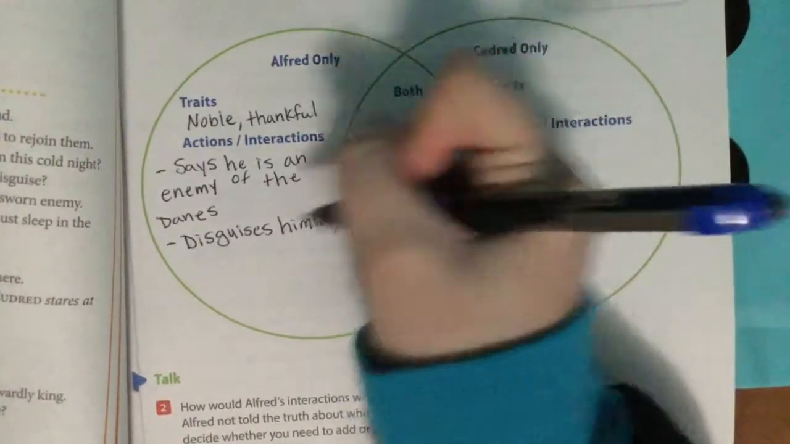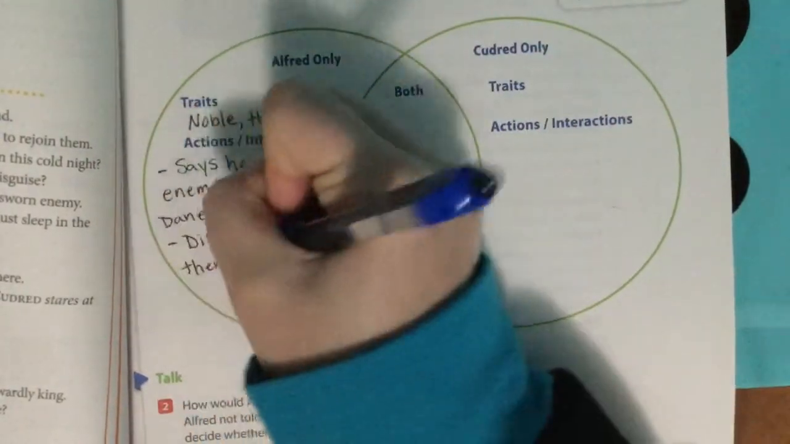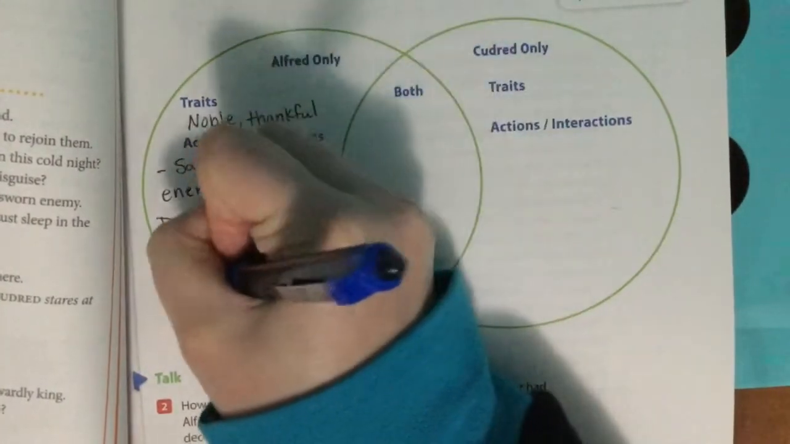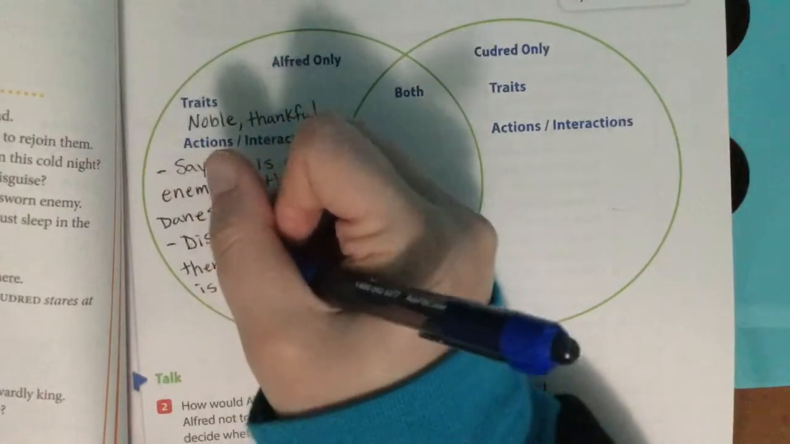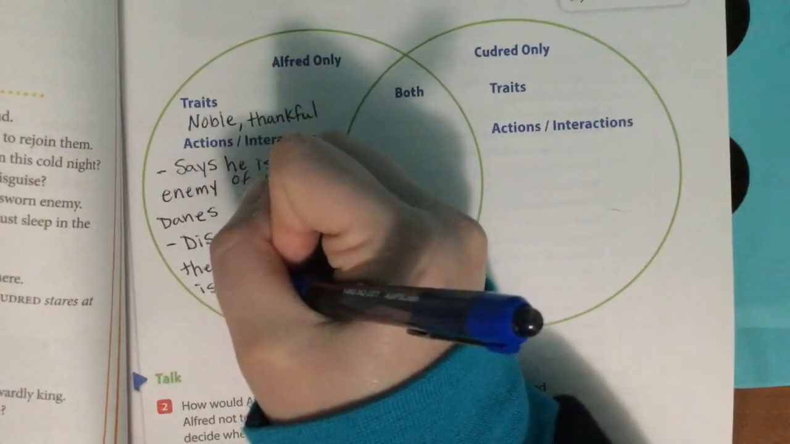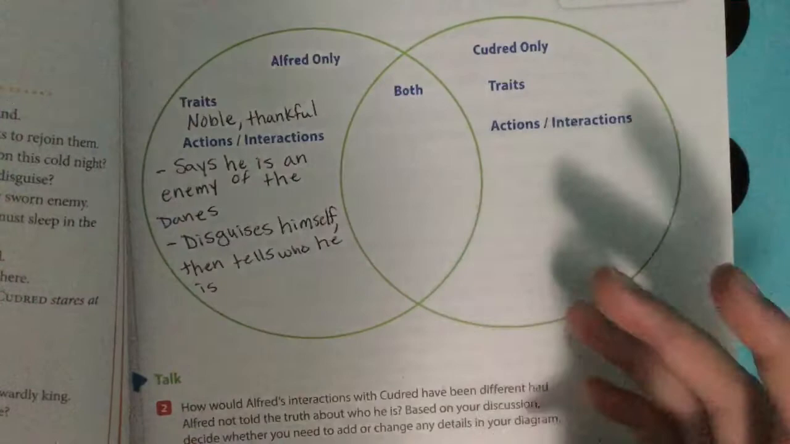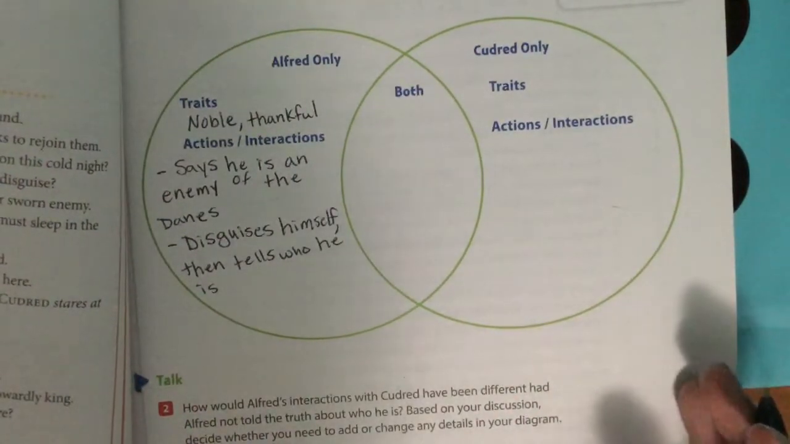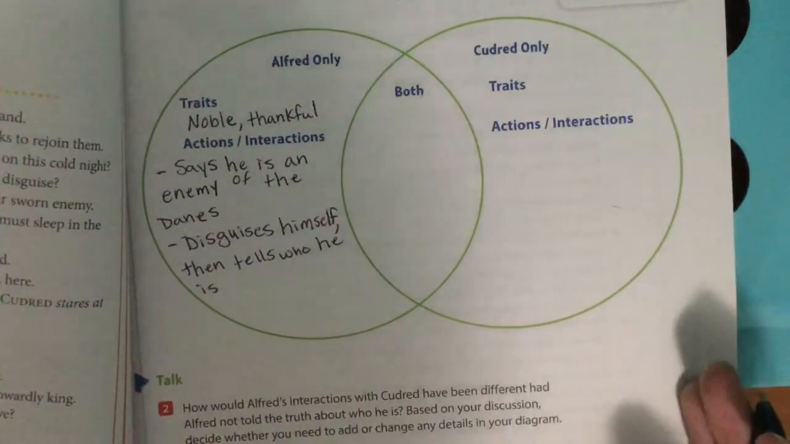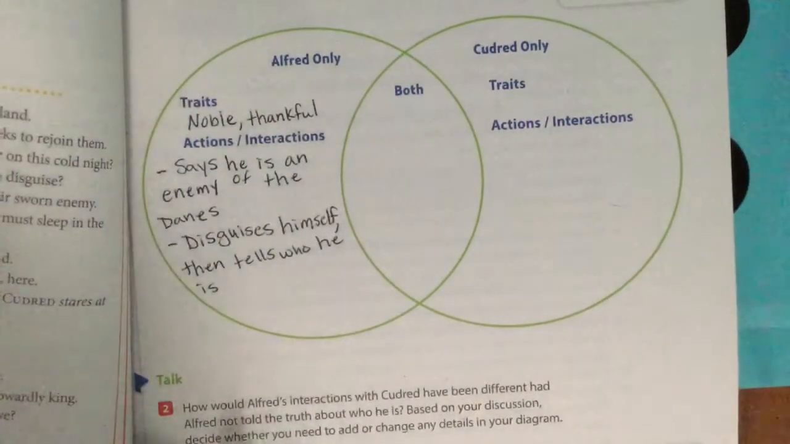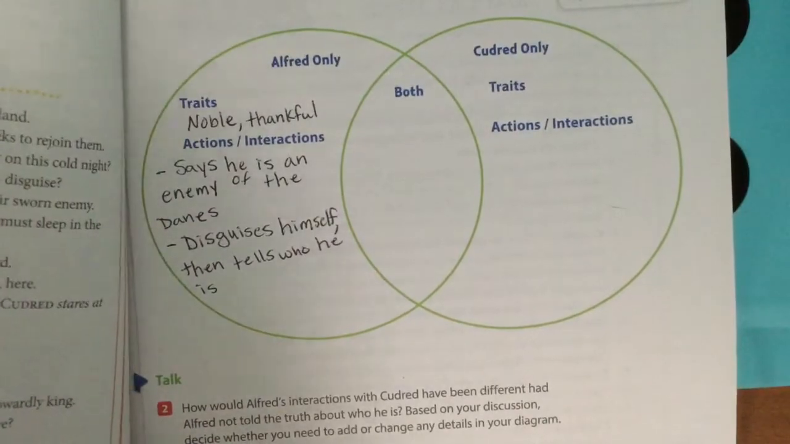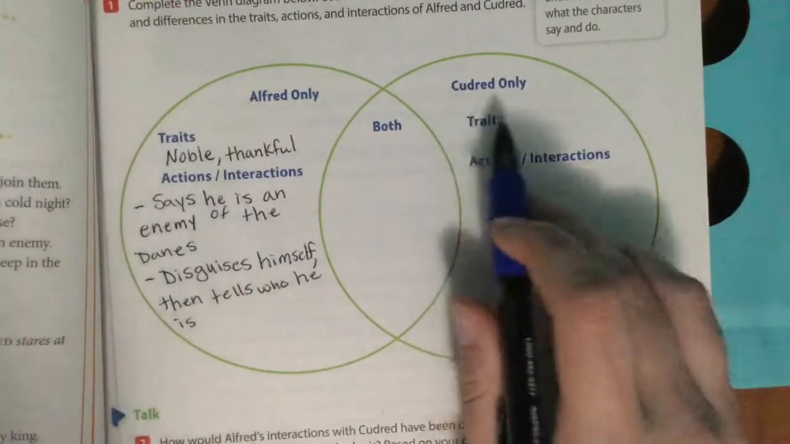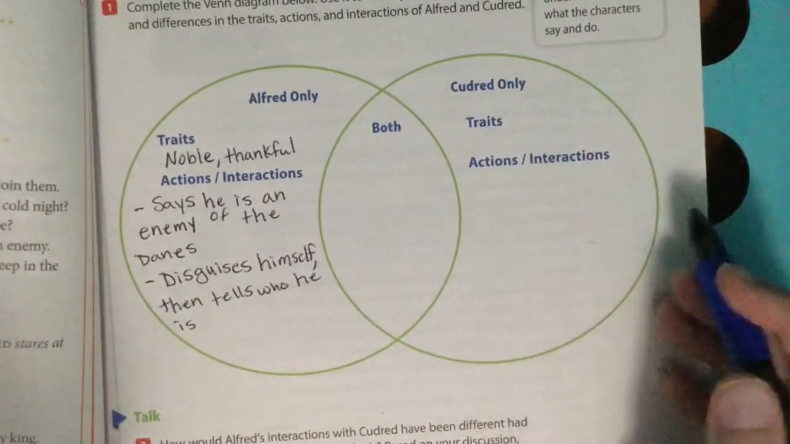Okay, but then he tells who he is. So he may be disguised, but he tells who he is afterwards, because Cudred is like, you speak like a nobleman. And so he paused and he was like, well, I'm King Alfred. Kind of nonchalant, meaning like, no big deal. I'm the king.